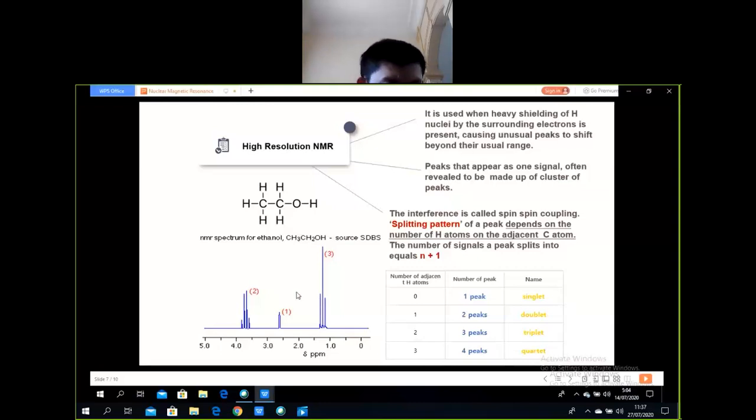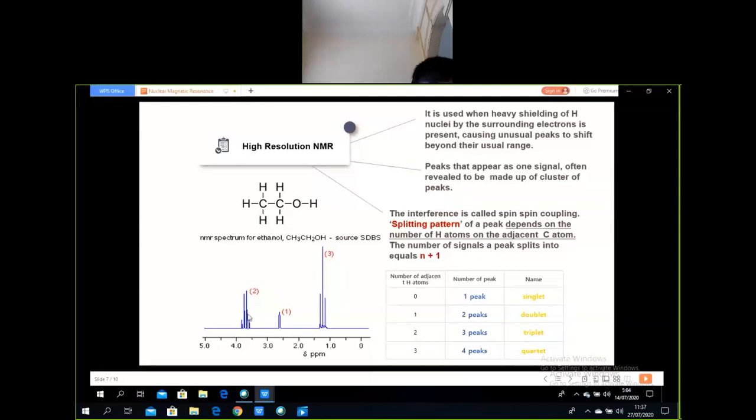While for the second one, the adjacent of the CH2 doesn't have a carbon atom. It has O, it has oxygen. That's why it splits into 1, because it does not have carbon. So it is considered to be 0. That's why it splits into 1.